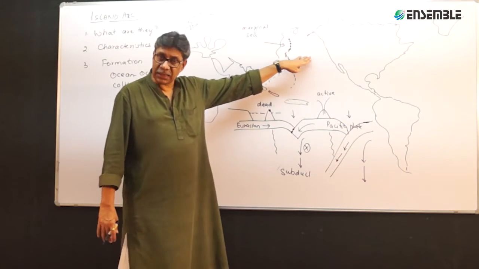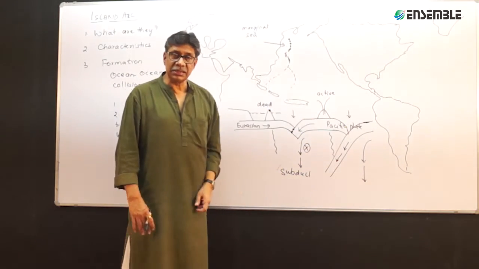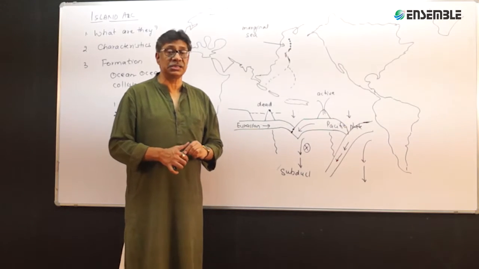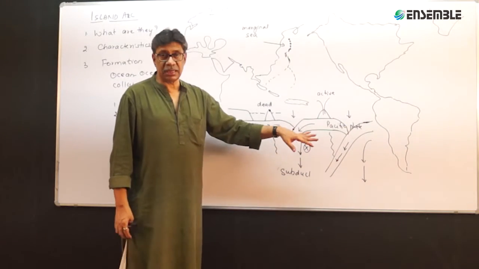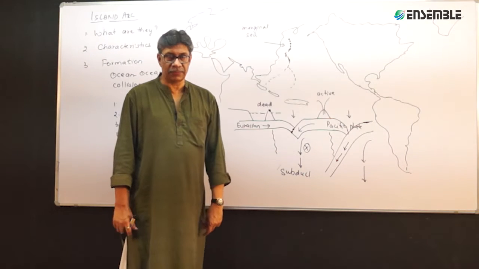These are the two diagrams. One shows where exactly they are distributed, and the second shows the mechanism of it. Both of them are essential for you to understand how this process takes place.